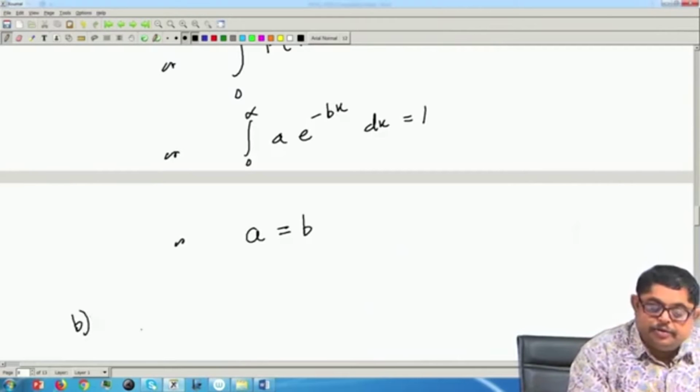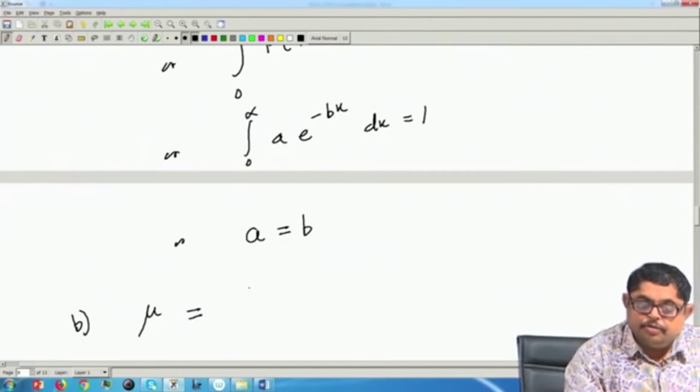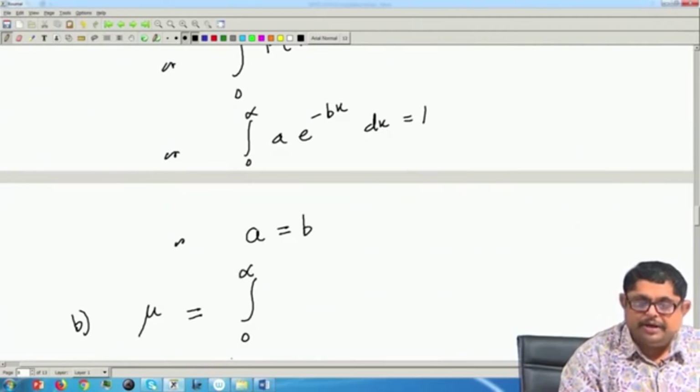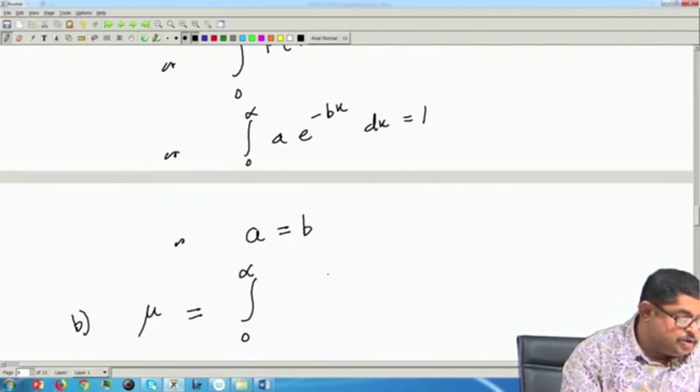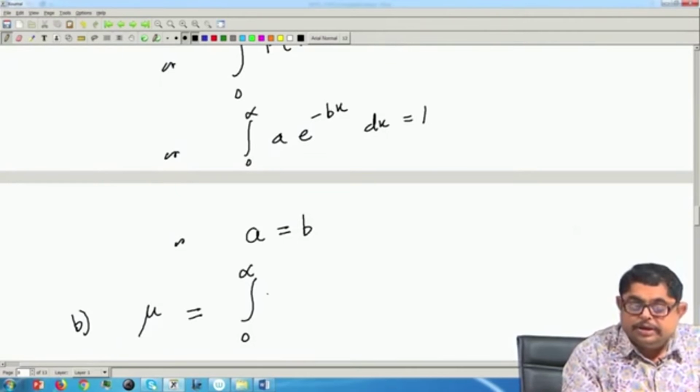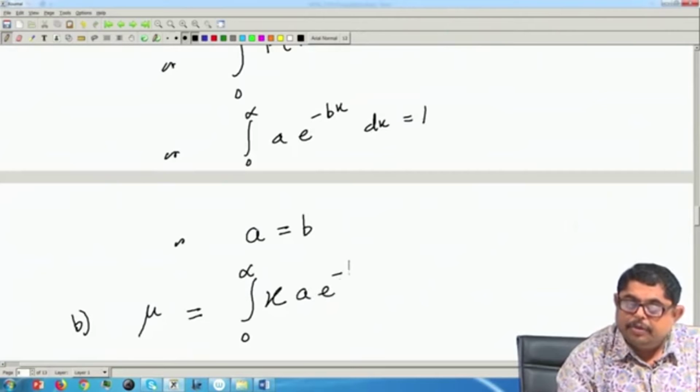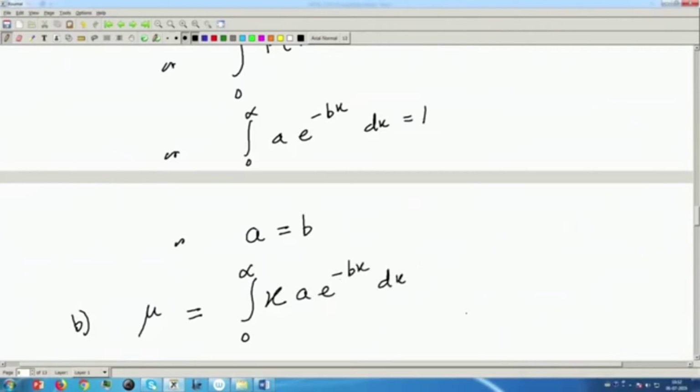The second part: what is the mean? Mean is the integral from 0 to infinity, I am not writing minus infinity to infinity. Mean is always the first moment. So, the integral of x a e^(-bx) dx. You will have to integrate this, again, with x e^(-bx) instead of e^(-bx). It is a simple integration, and it will come as 1 by a.